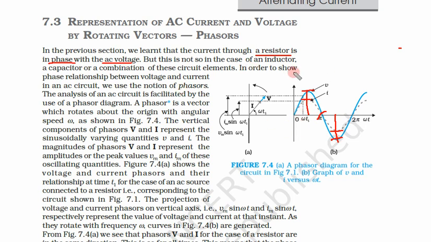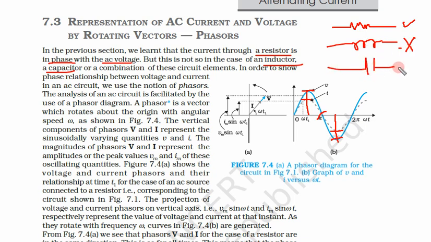Again, the maximum of current and the maximum of voltage both occur at the same place, that means both are in phase. But it is not true for an inductor and capacitor or a combination of these circuit elements. For only an inductor this is not true, and for only a capacitor this is again not true. And what can the combinations be? Combinations can be CR, LR, LC, LCR. Only for a pure resistance is it true that current and voltage are in phase, but for others this is not true.